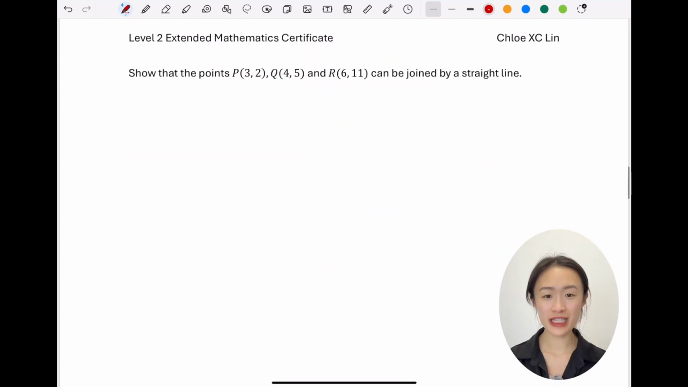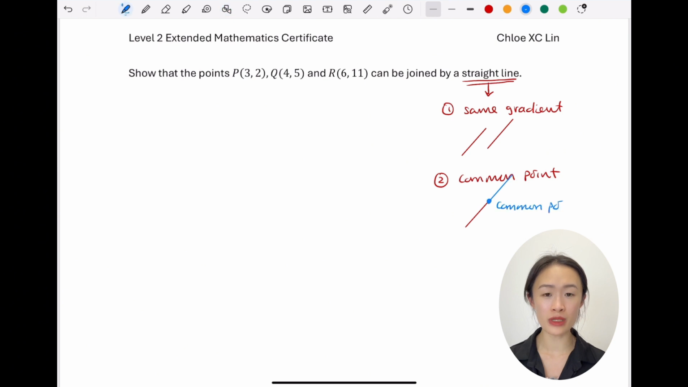Okay, now moving on to the next question. We are given the coordinates of 3 points, P, Q, and R, and we need to show that they can be joined by a straight line. Now, this type of question we have seen in the numerical vectors, where we needed to show that 3 points are collinear. So just to quickly remind ourselves, first we need to show that they have the same gradient, and then we need to say they share a common point. Therefore, these 3 points are collinear.